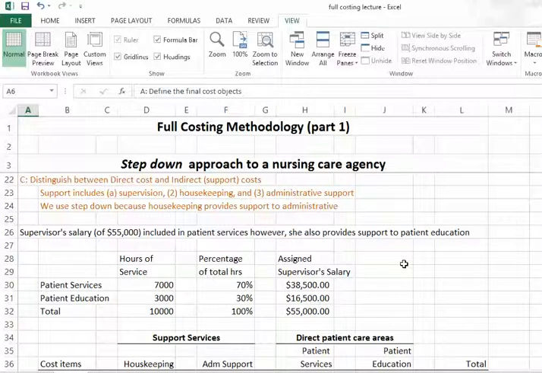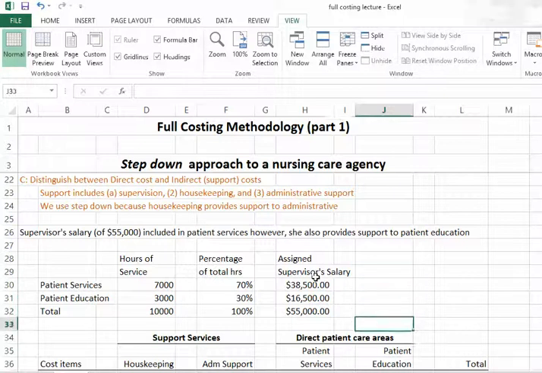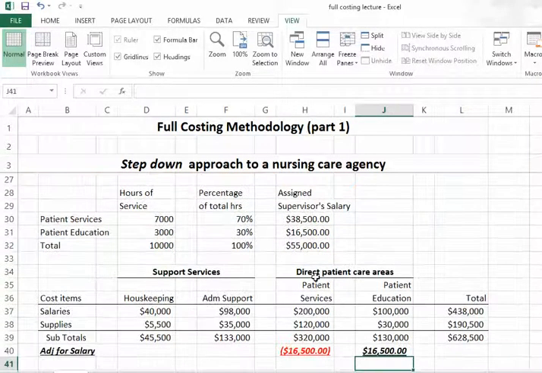So the first thing that we want to do is allocate the supervisory salary of $55,000. The supervisor is billed out of patient services. However, she also provides supervisory activities to patient education. So the first thing that we would like to do is to go through a scenario whereby we are allocating this. So let's look at this.